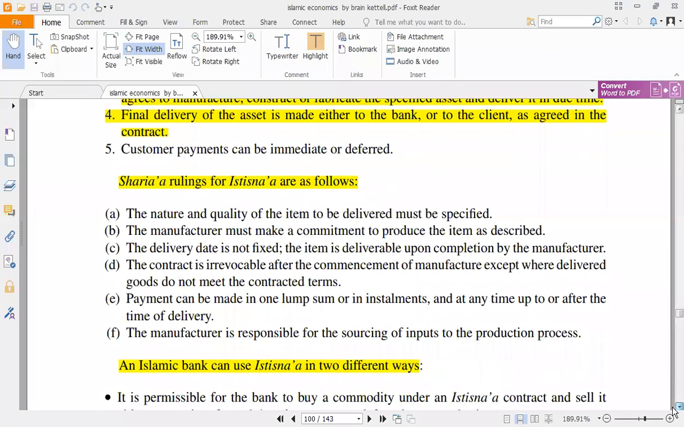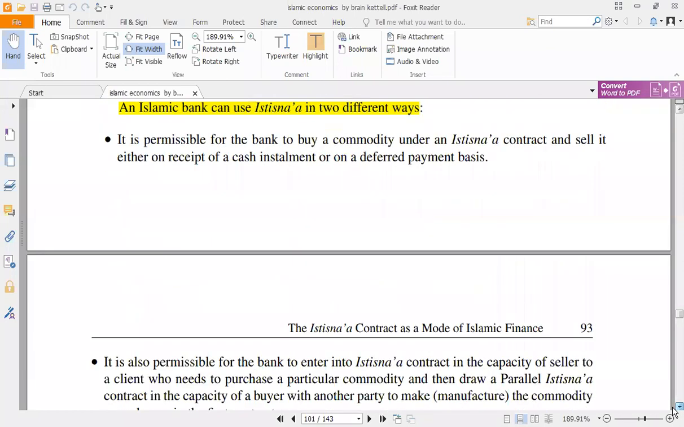So next, the 2 important forms of Istasna contract, which one has become very important to be discussed. The first one is like we can say 2 types of.